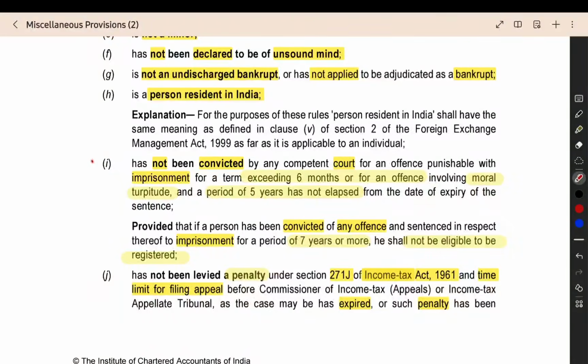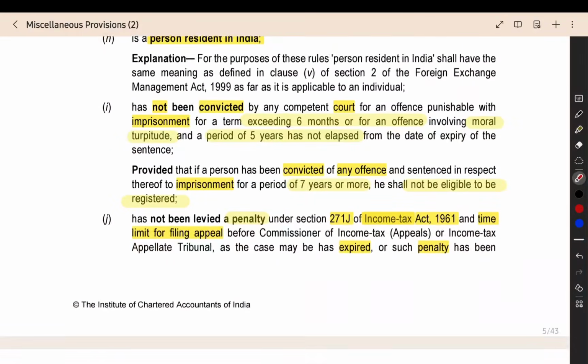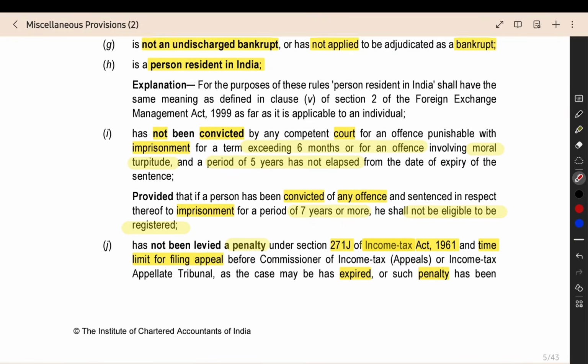Now, this point alone you can see in a little more detail. If you are convicted for 7 years or more, then it is a permanent ineligibility. You cannot become a registered valuer in this lifetime. So, if you are convicted for any offence for 7 years or more, then you cannot become a registered valuer.